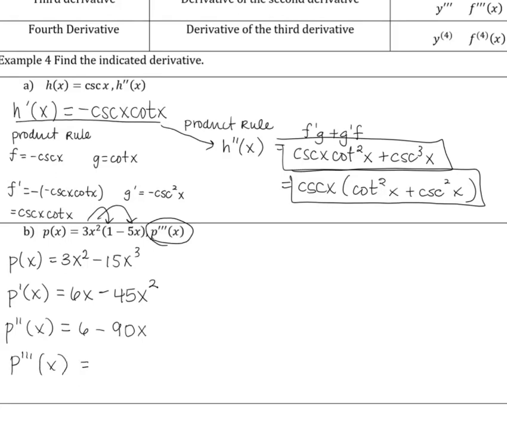And then finally, our third derivative, the derivative of 6 is just 0 because it's a constant, and the derivative of negative 90x is negative 90.